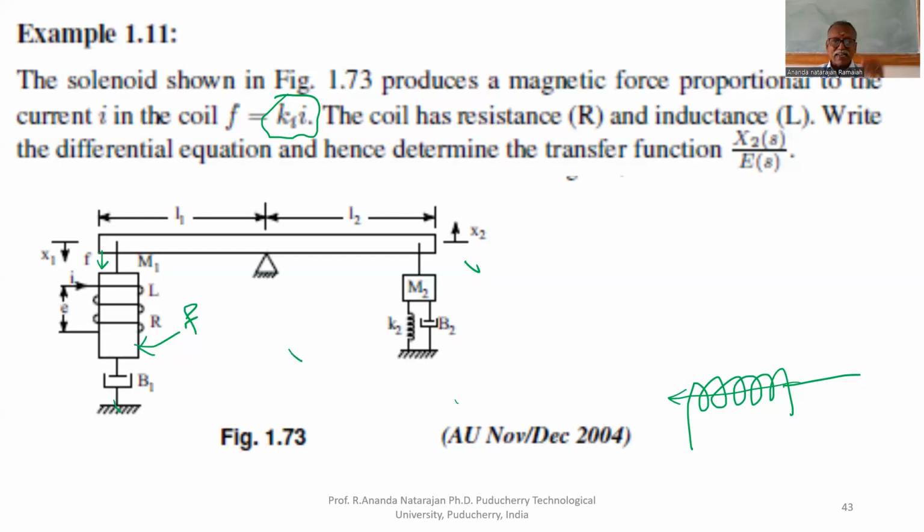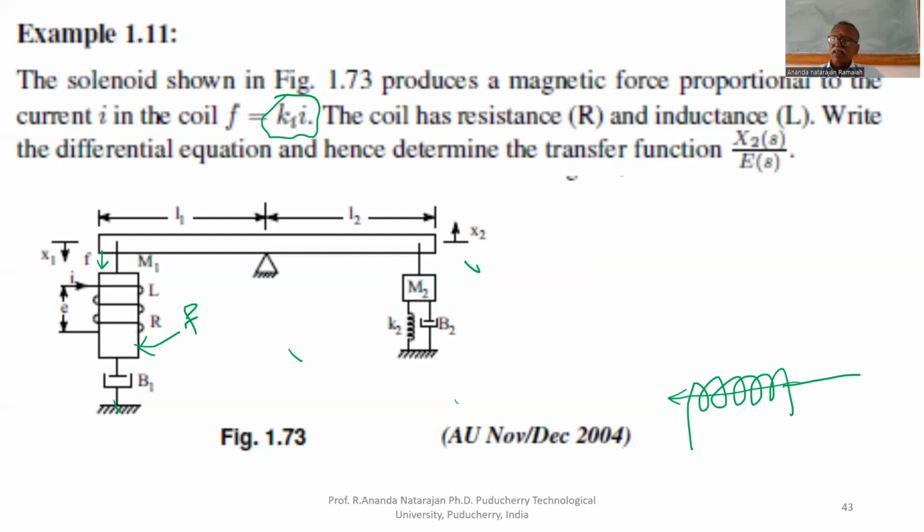The coil has an inductance L and resistance R. This is the property of the coil. The coil develops a force F. The coil takes a voltage of E of t. The current through the coil is I of t. The inductance of the coil is L. The resistance of the coil is R.